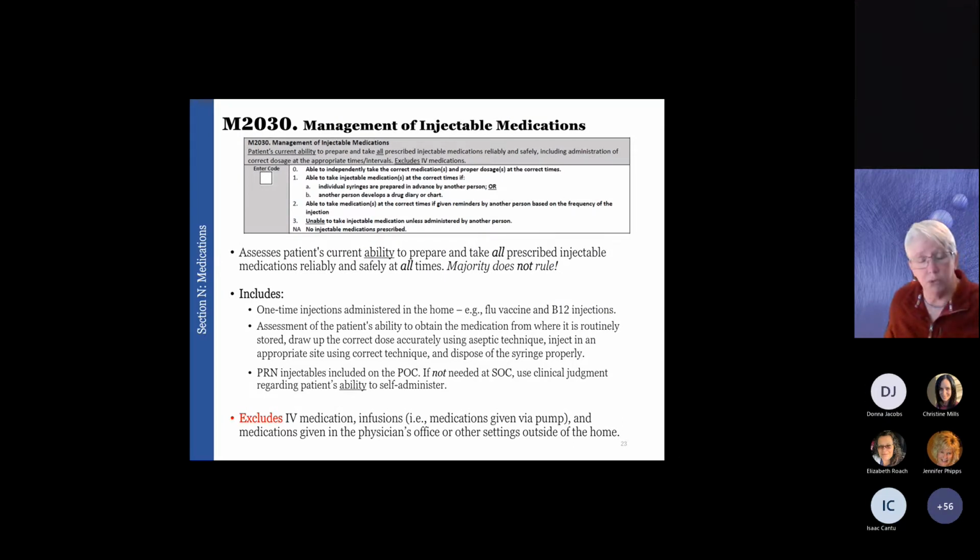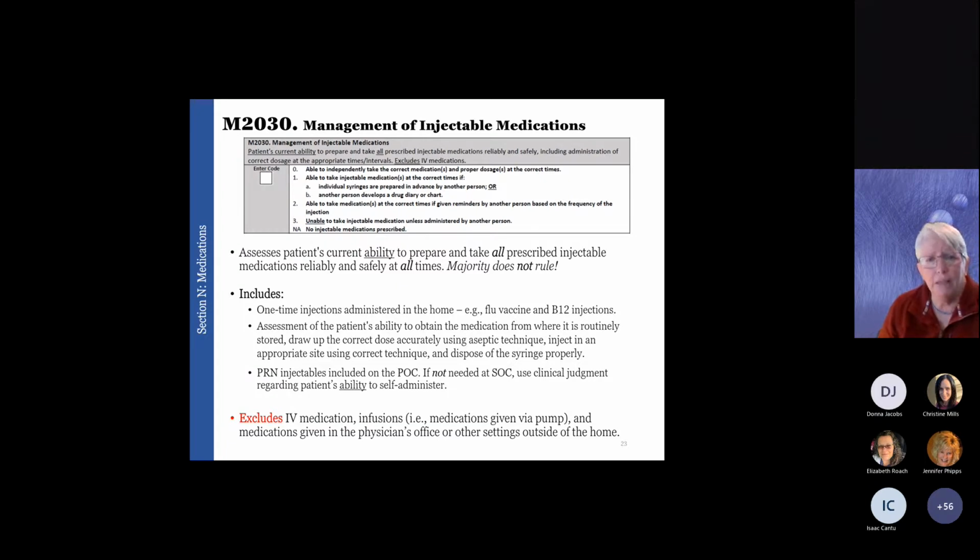M2030, basically the same scoring as the oral meds. So this is about the injectables. One-time injections administered in the home are included here. We are in flu season, right? So if there are nurses going out doing injections, and you see that a flu injection was given during the visit, make sure they check that off in M2030. That's going to be scored a 3, because they're the one doing the injections, not the patient.